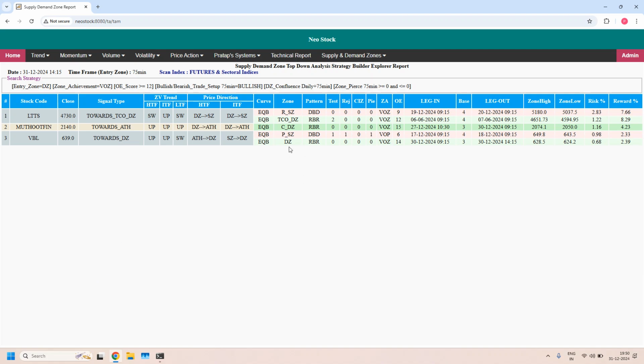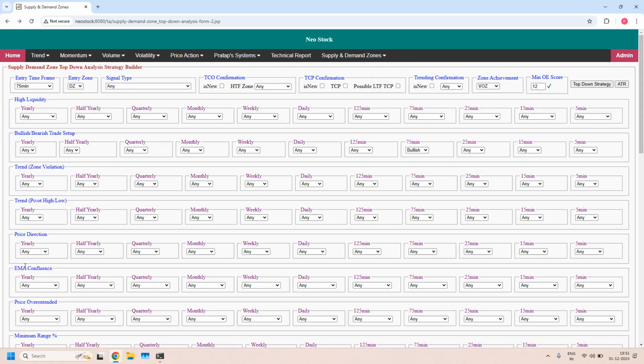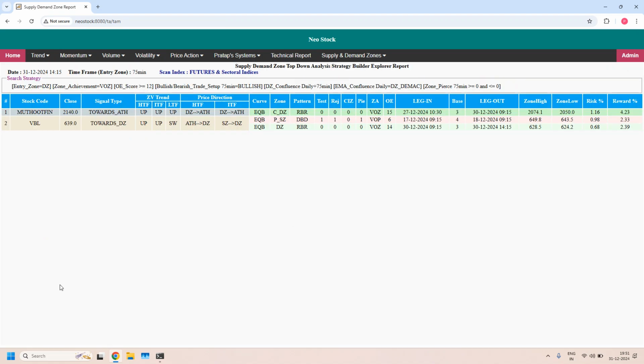So in all the 3 stocks, these 75 minutes demand zones are part of the daily demand zone. And the daily trend is up in all these stocks. And the 75 minutes zone is part of the daily zone. That's why if the daily demand zone is having daily EMA confluence, those zones could be even more high probability trade setup supported stocks. Let us verify. In the EMA confluence at daily time frame, I am setting the filter daily demand zone having daily EMA confluence. Let's verify. We got 2 stocks. So these 2 75 minutes demand zones are even more high probability trade setup supported zones.